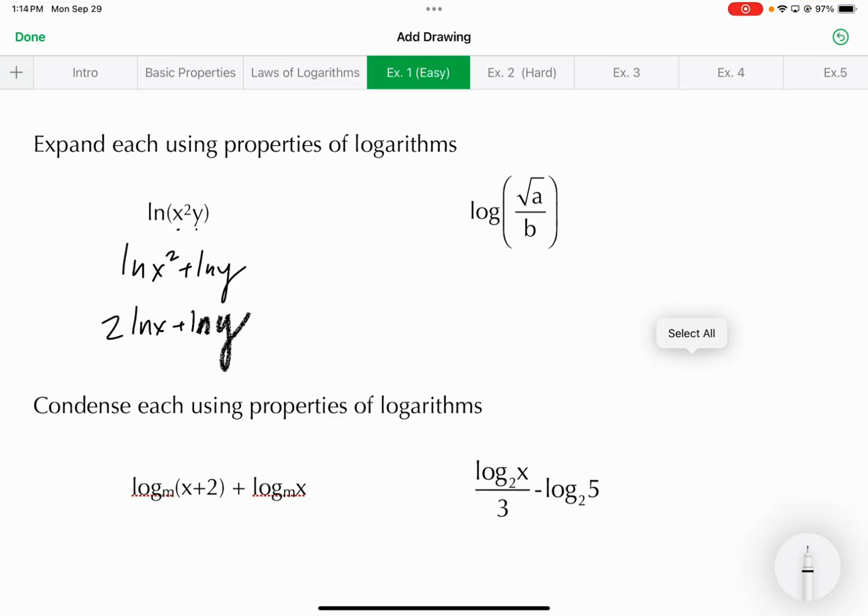Okay? All right. What rules would you expect me to use for the second one? Quotient for sure. Also power. Which one do you want to use first, Andy? Quotient first. Good. Because that square root is not on everything. It's just on a. Okay? So then we would have log square root of a minus log b. And then what do you want to do, Andy?